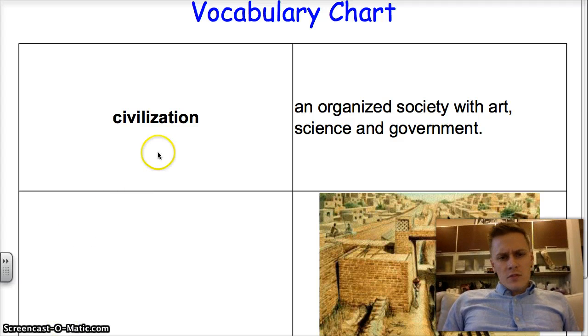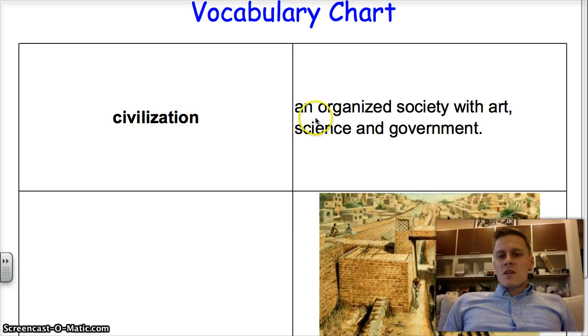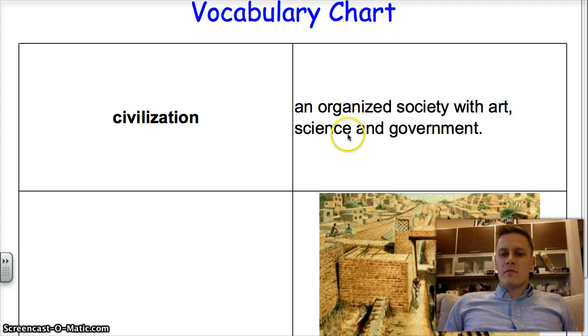So what we have first is civilization. This is without a doubt the most important vocabulary term for this section. Civilization is an organized society with art, science, and government.